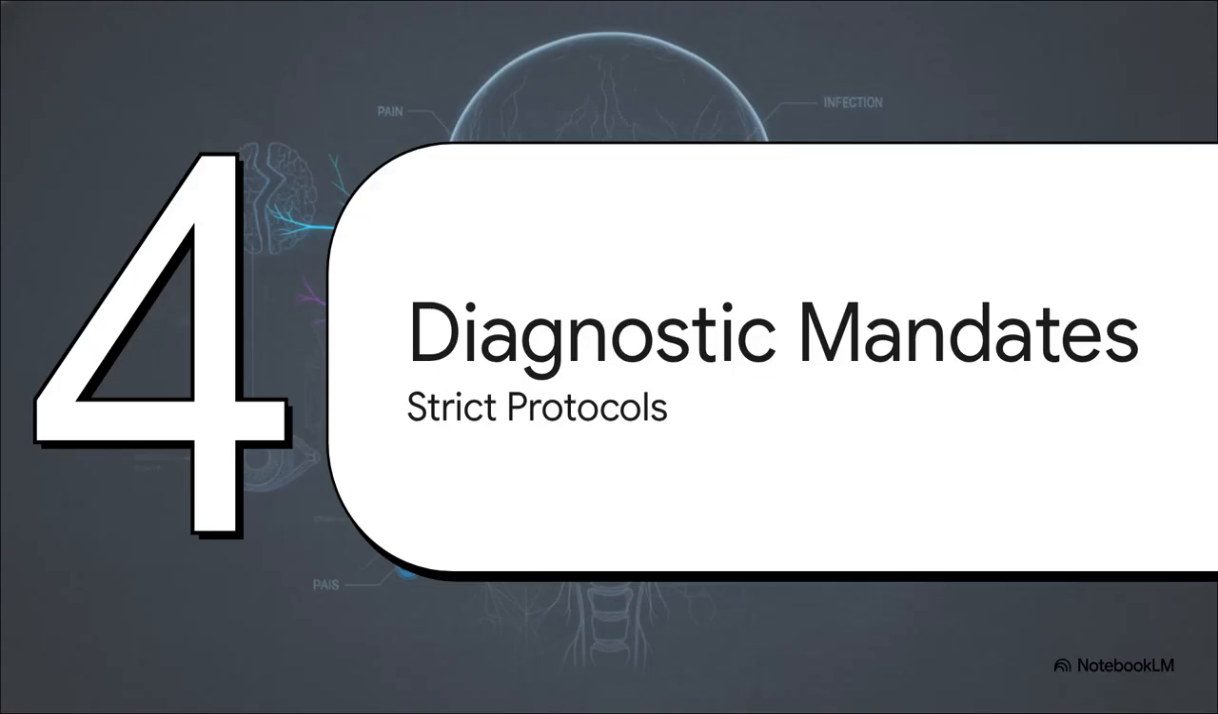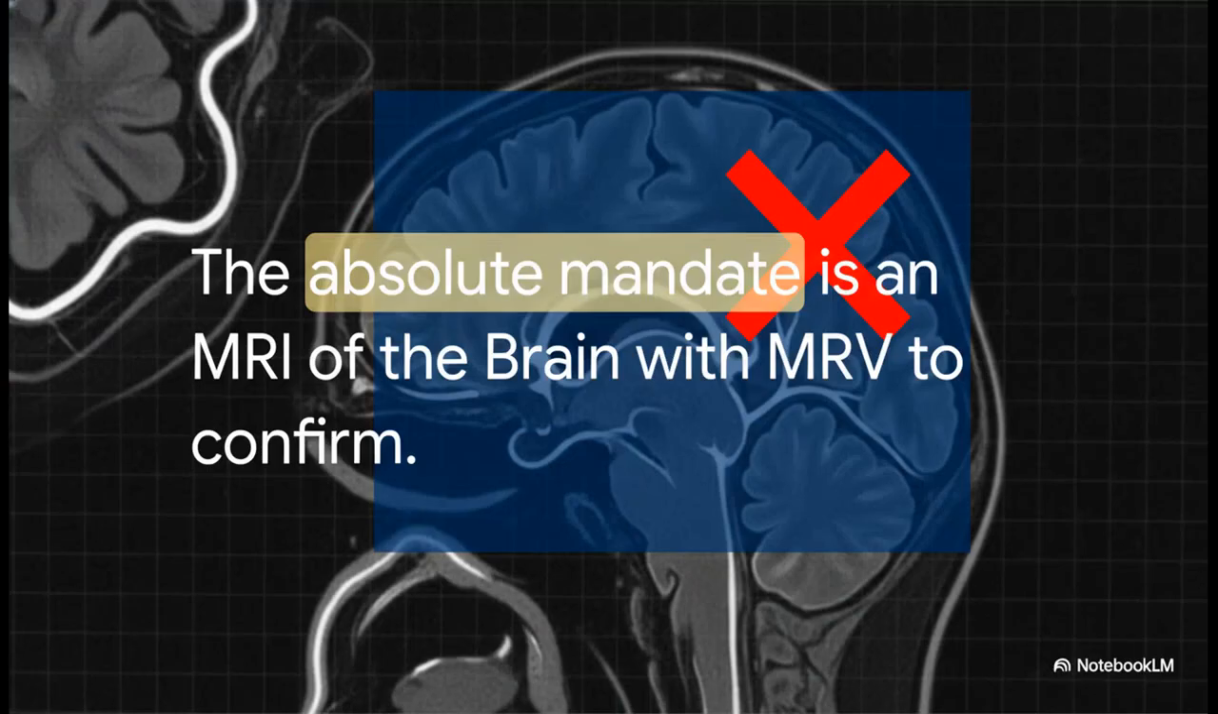Module 4, diagnostic and pharmacologic mandates. These are your strict protocols. The imaging threshold here is an absolute diagnostic gold standard. Now, while a CT of the orbits is standard for orbital cellulitis, if you suspect cavernous sinus thrombosis based on neurological dropout or bilateral spread, a CT is no longer going to cut it.